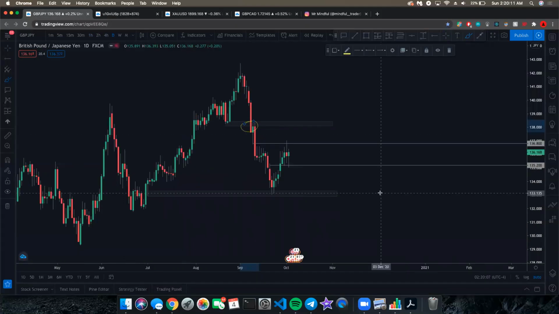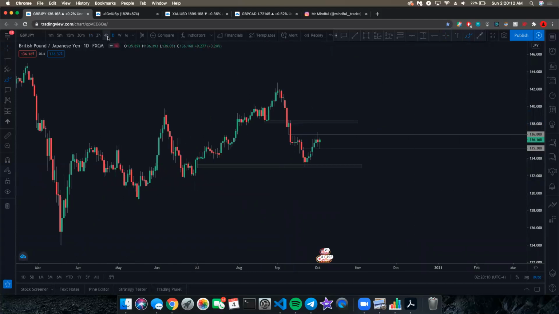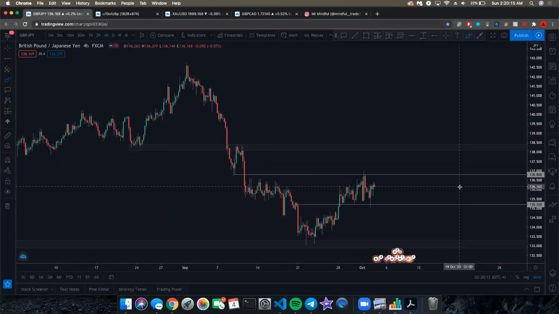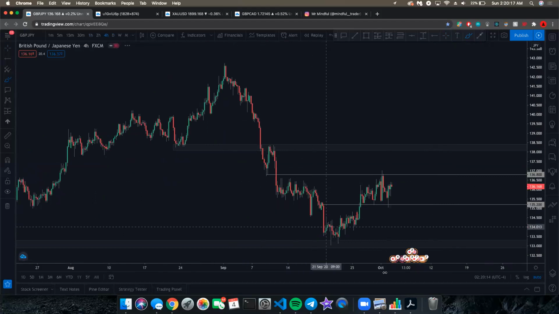So essentially, that's GJ for the week. I think that covered everything. Pretty simple, pretty straightforward. And if that breaks, then we can go up to 140 first, and then further levels as we go up, right?